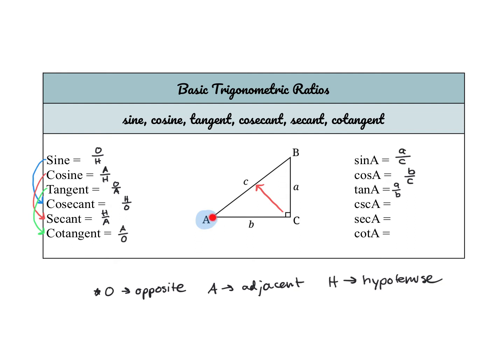Now we're still working with angle A, but this time we want to do cosecant, which remember is hypotenuse over opposite. So the hypotenuse is c, the opposite is a. So it's c over a, and you'll see that that's the reciprocal of our answer from the sine. And then secant is hypotenuse over adjacent, so c over b. Again, the reciprocal of our cosine ratio. And then the cotangent will be adjacent over opposite, so b over a. And there you have it. So that's how we can use our 6 basic trigonometric ratios.